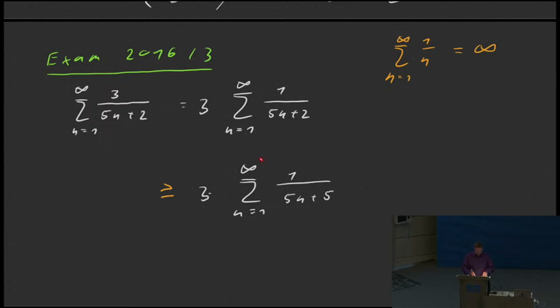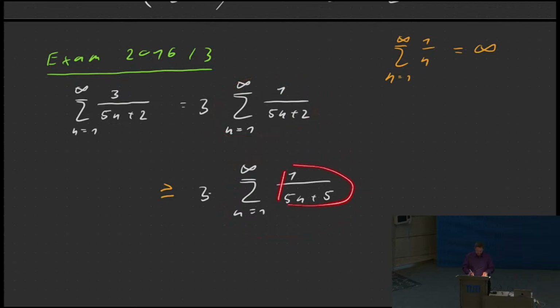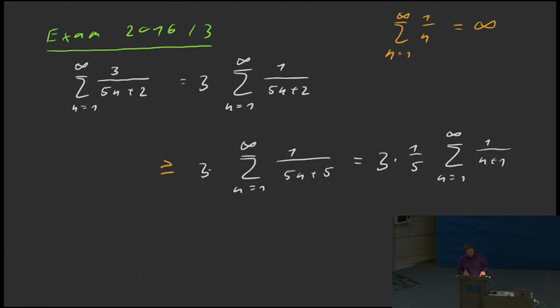So if we can now show that this tends to infinity, then of course anything that's larger, this here, also tends to infinity. And now here, we can actually take out that 1 over 5 factor, and that's what we're doing now. So that's the same as 3 times 1 over 5, and from 1 to infinity, 1 over n plus 1. Right, and now we're almost there. Just need to apply the same trick that we've applied numerous times.